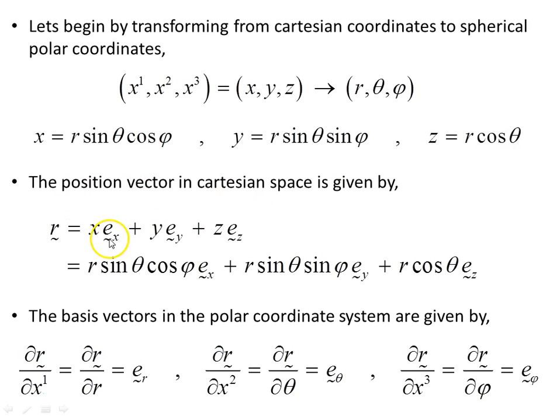The position vector in Cartesian space is given by this object, the usual one, and in spherical polar coordinates that becomes this object here. Now the basis vectors in this spherical polar coordinate system are given by E subscript r as the basis vector in the r direction, the radial direction, this one in the theta direction, and this one in the phi direction. And they're the partial derivatives of the position vector with respect to the particular coordinate.